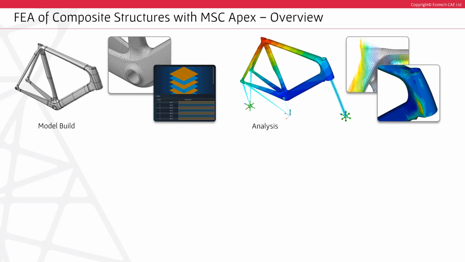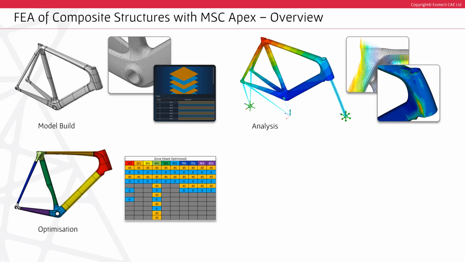Then we'll move on to analysis. So we'll look at some specific loading, and in this case, of course, focused on the bike frame. So we'll look at various load types such as the pedaling action, the load through the forks and load through the seat due to standard riding conditions. And we'll use these load cases to understand the strength, stiffness and stability of the structure for a baseline composite design.